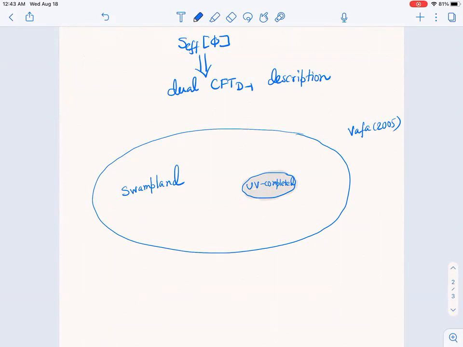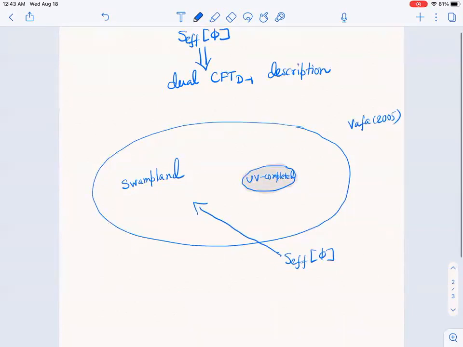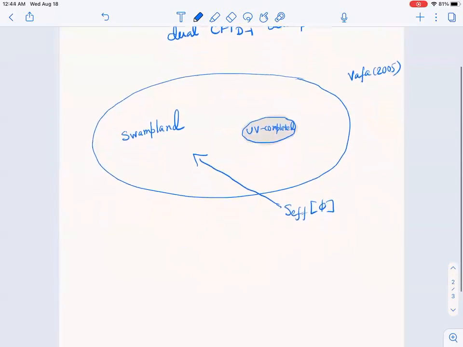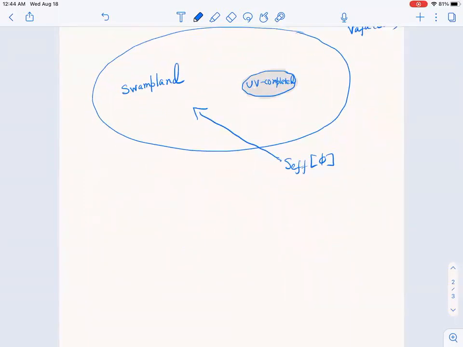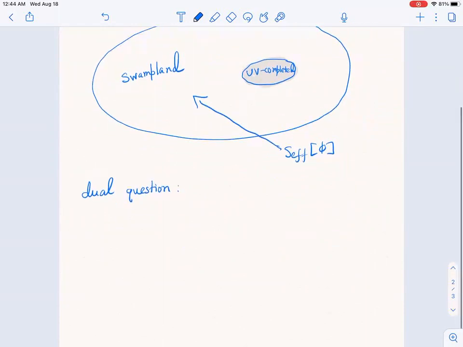So what we are going to do, we are not going to find out when this effective field theory can be UV completed, but generally what we do in bootstrap, we can find out which effective field theories are definitely in this swampland. So as in any bootstrap system, we can only rule out theories. And we are actually going to answer the dual question.